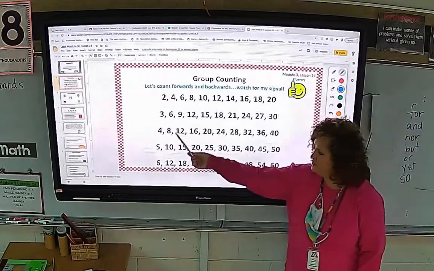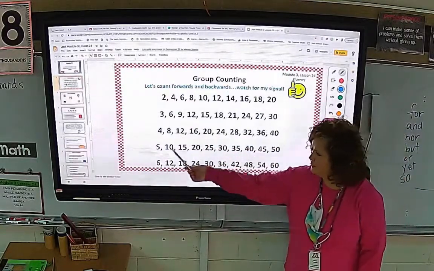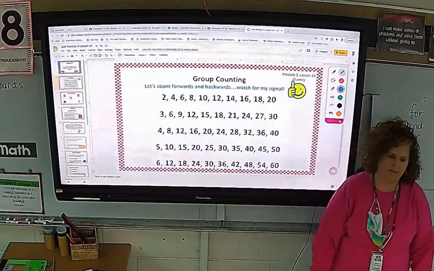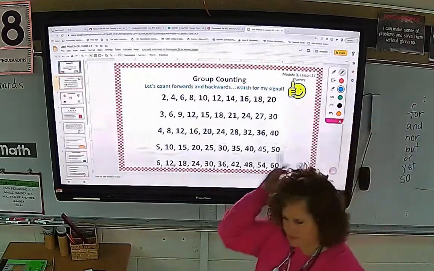These are the multiples of 4. The multiples of 5 and 6. Okay? Everybody stand up by your desk for just a second.